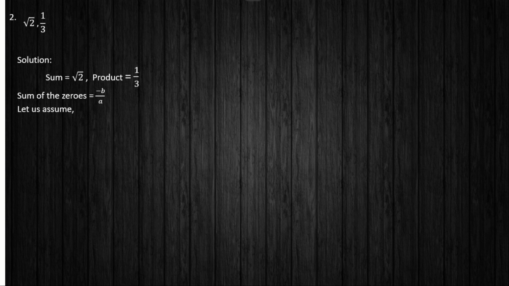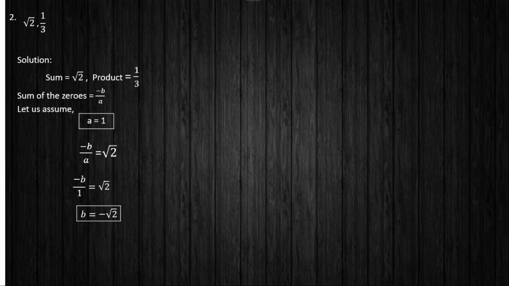But before that, we need to assume a is equal to 1. Since the denominators are changing in the question given, we need to assume first a is equal to 1. After that, we need to equate the formula to the sum given. Minus b by a is equal to root 2. Since we have already assumed a is equal to 1, substitute the value 1 for a. Minus b by 1 is equal to root 2. So the value of b will become minus root 2. A is equal to 1 and b is equal to minus root 2.